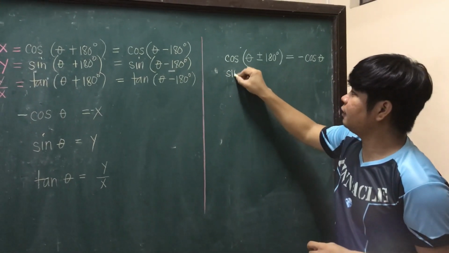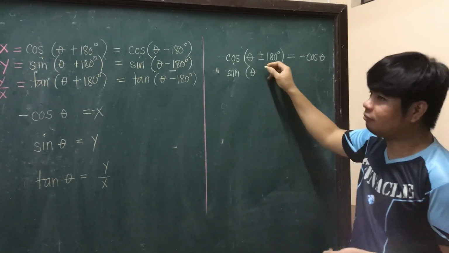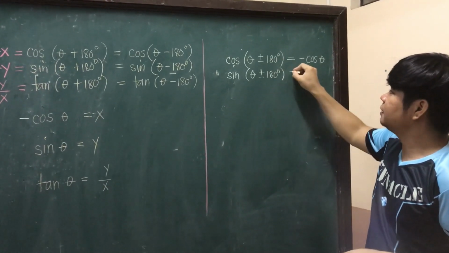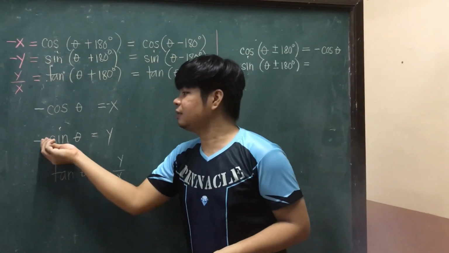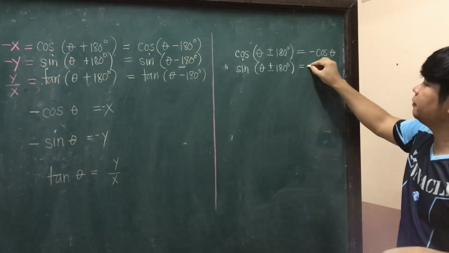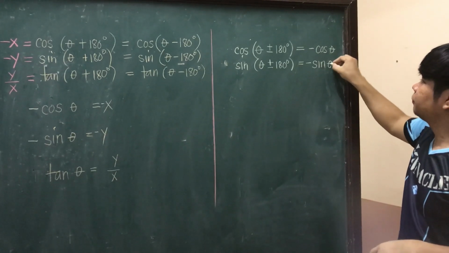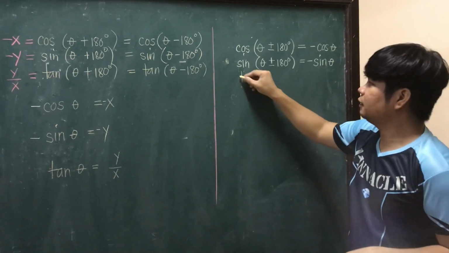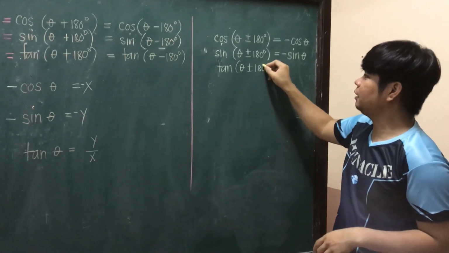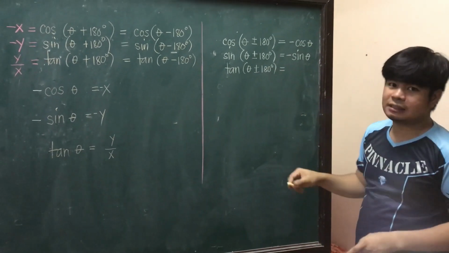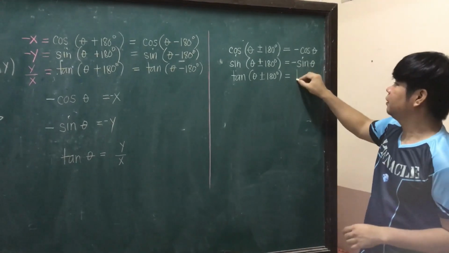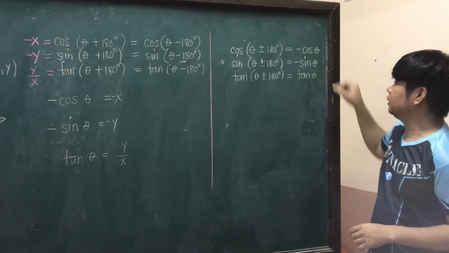For sine, sine of theta plus or minus 180 degrees, we negate it to have the same, so we will now have negative sine theta. For tangent, tangent of theta plus or minus 180 degrees will give us the same as tangent theta.